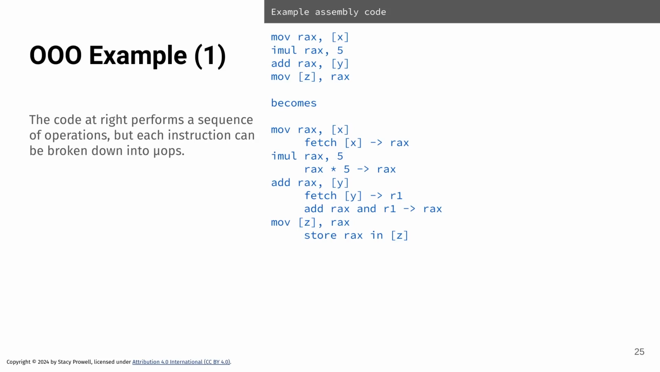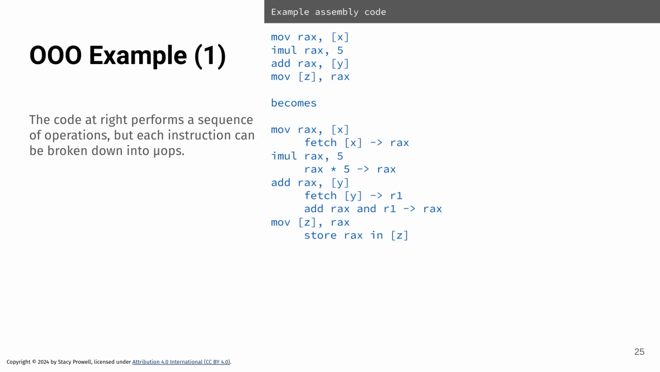Then it loads RAX, then it adds the contents of RAX to the value stored at location Y and stores the result back in RAX. And then finally, it stores the contents of RAX at the address Z. Those 4 things. So we can break them down into micro-ops, and most of them are simple, right?